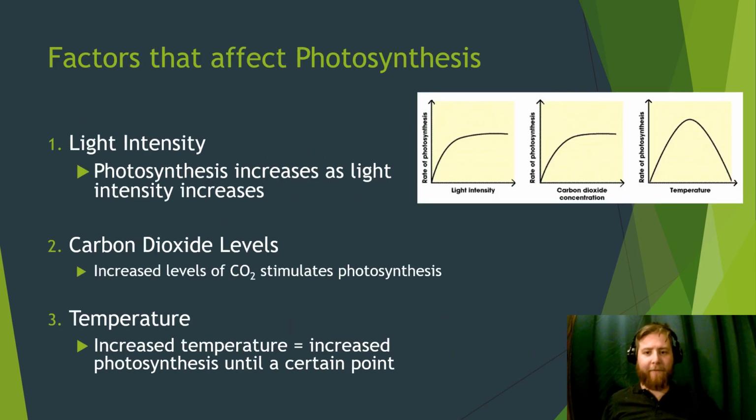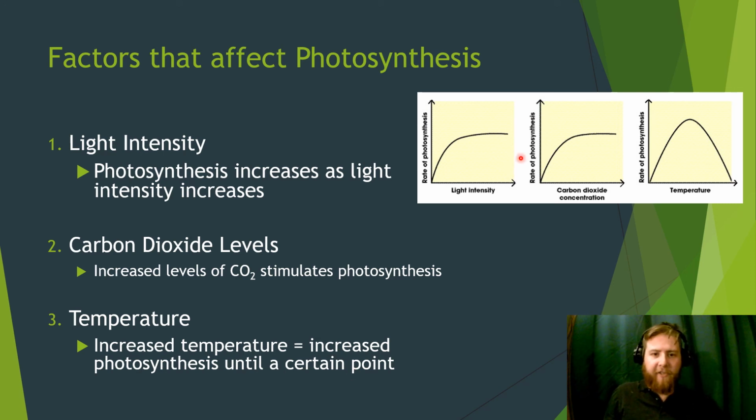There are some factors that affect photosynthesis, and they are light intensity, carbon dioxide levels, and temperature. As a rule of thumb, if the light intensity goes up, there's more light, there will be more photosynthesis. This is why in the spring, when there's more light, the plants start to unfurl their leaves again and start to photosynthesize again. They have enough light to do this process. If the carbon dioxide levels go up, the increased level of carbon dioxide stimulates photosynthesis. More carbon dioxide, more photosynthesis. And the third thing is temperature. An increase in temperature increases photosynthesis until a certain point.